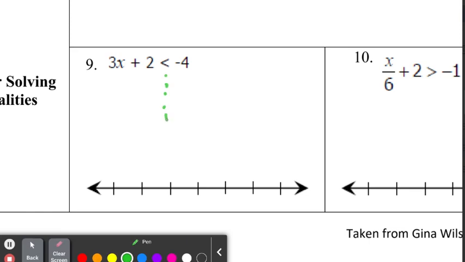Here's our alligator mouth. Remember, when you have two steps, you're doing PEMDAS backwards. So you do add or subtract first to move the constant over, the plain number, and then you do multiply or divide to get the letter by itself.